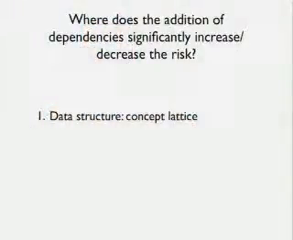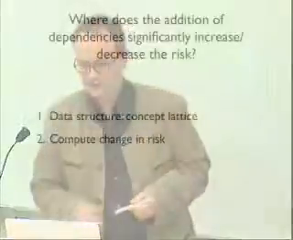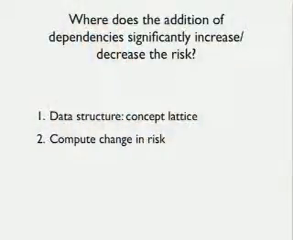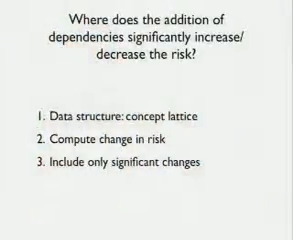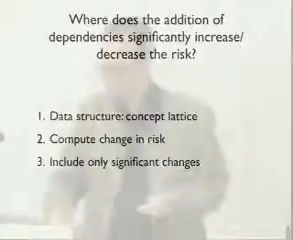And for that, we need three things, basically. We first need a data structure that will allow us to work with that question, which is, in our case, a concept lattice, which I will talk about later. Then, in the next step, we will have to compute the change in risk as we go from one set of packages with one set of dependencies to another set of packages that contains one more dependency. And in the third step, we will only include significant changes and then see what happens.